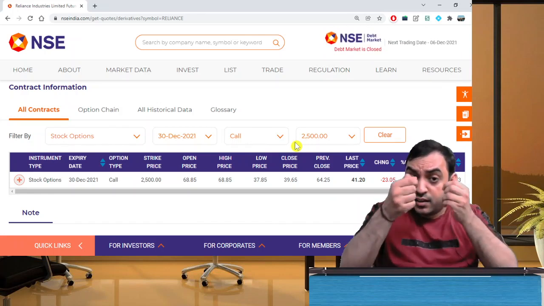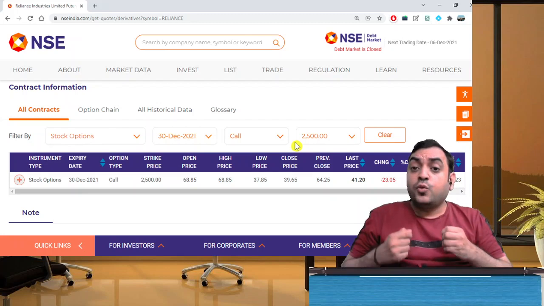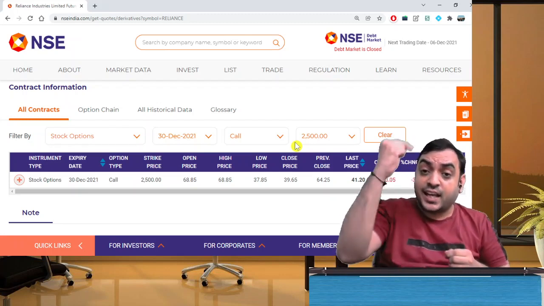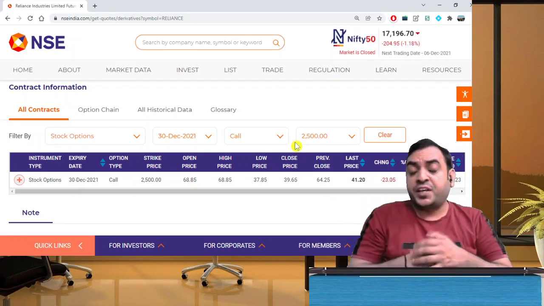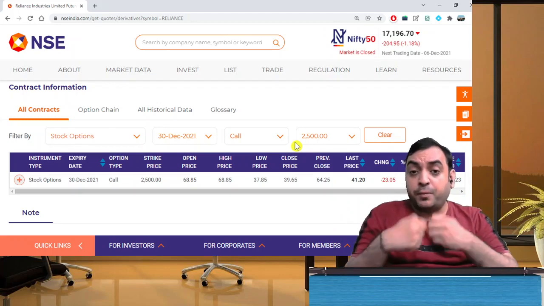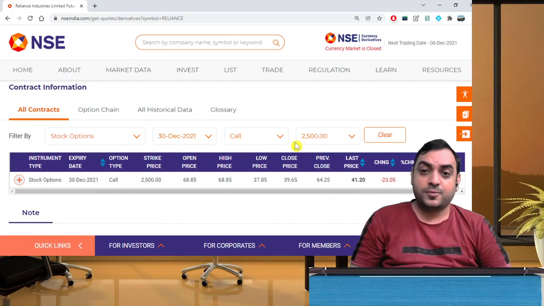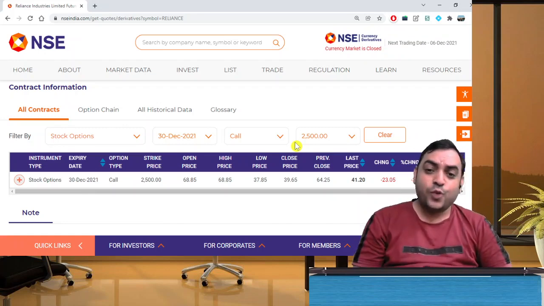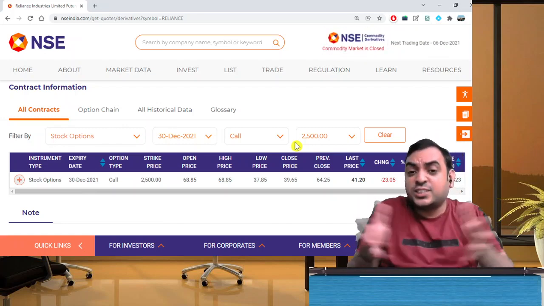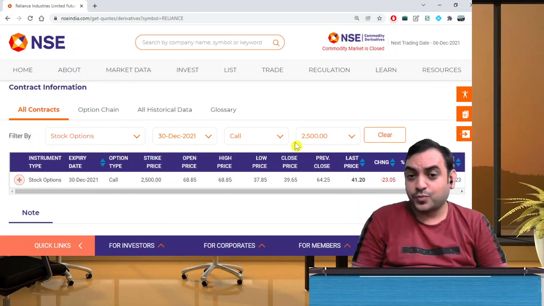I will get the rights today. When can I exercise? I can exercise on the expiry date, the 30th of December. I will pay 2500 rupees and get one share. Now, can you tell me what my total cost in this process has become?